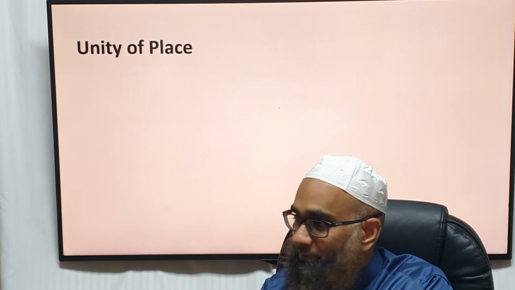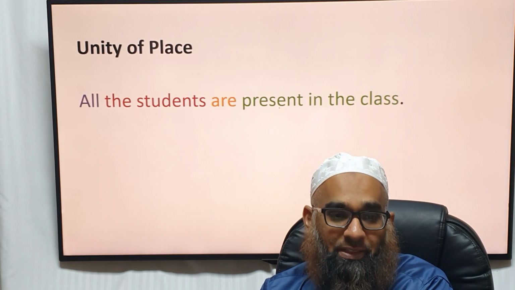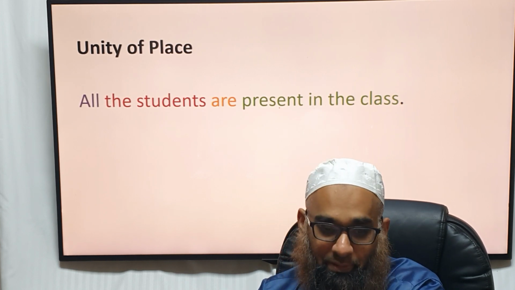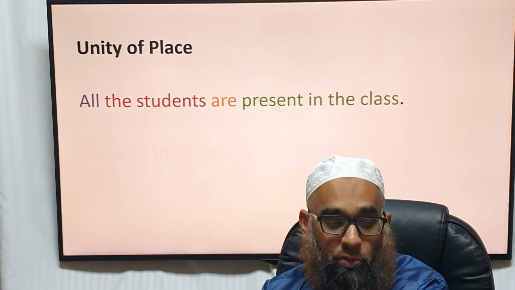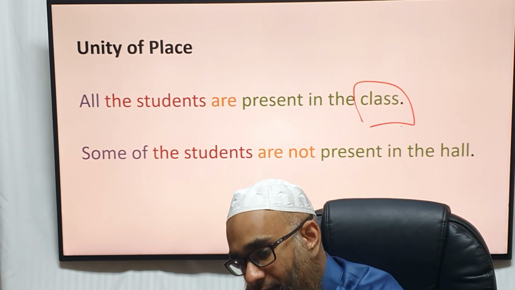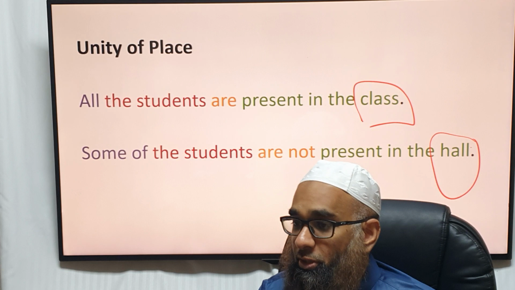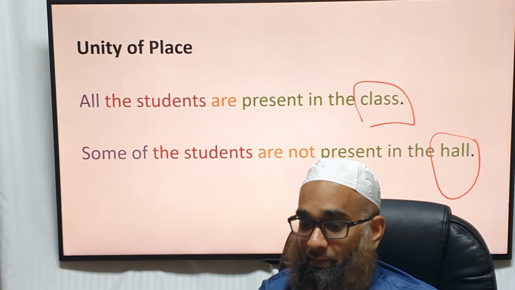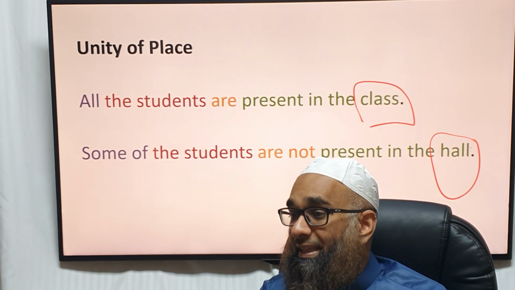Unity of place. All students are present in the class. Everyone says, oh, that's not true because what? Some students are not present in the hall. This is class. This is hall. What will be the real contradiction? Some students are not present in the class.